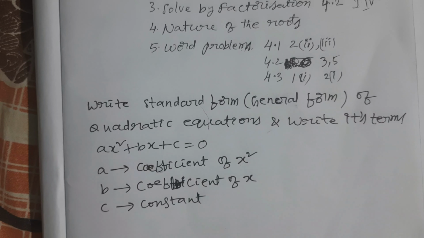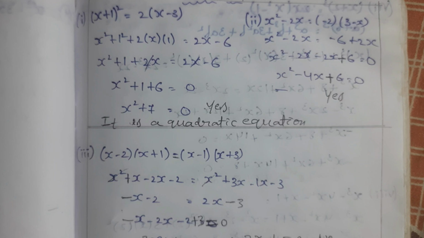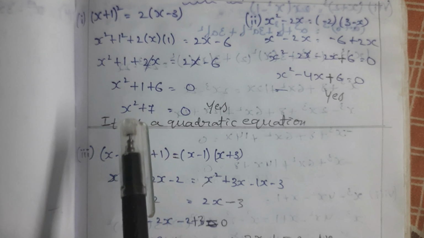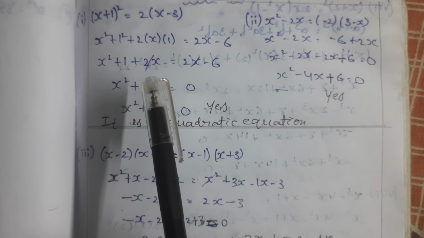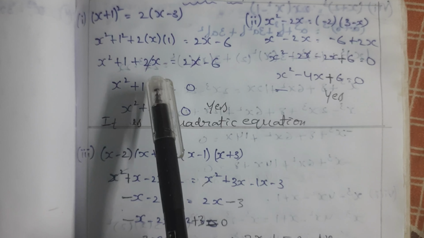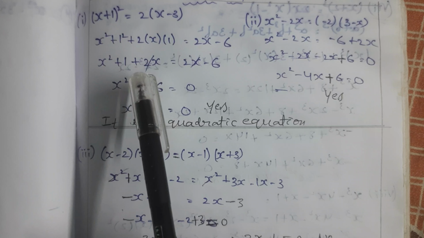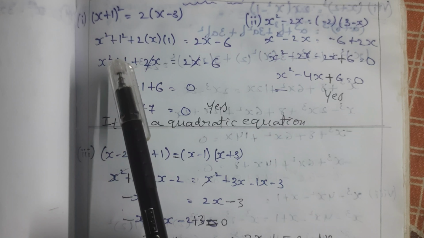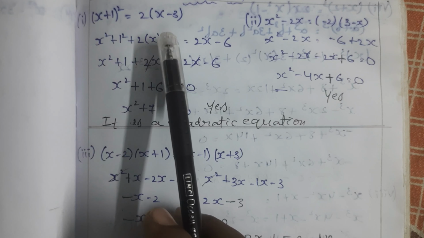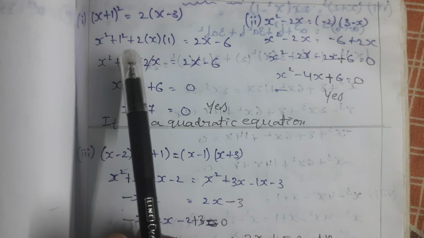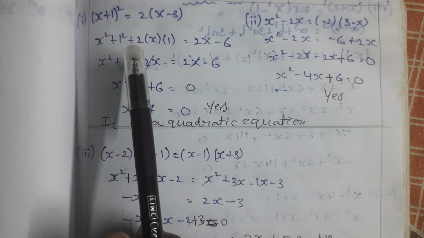Okay children, check whether the polynomial is a quadratic equation or not. We are going to discuss now the first model in 4.1: x plus 1 whole square is equal to 2 into x minus 3. We need to check whether it is a quadratic equation or not.